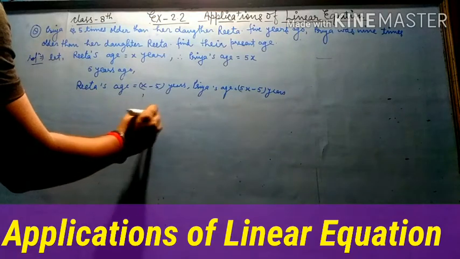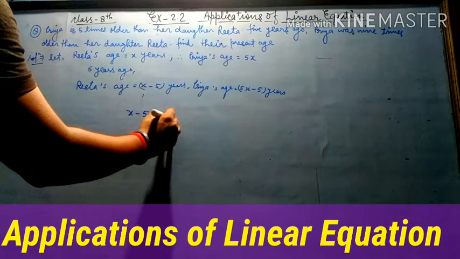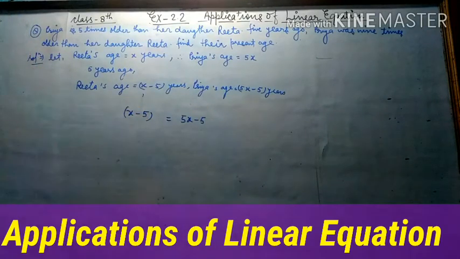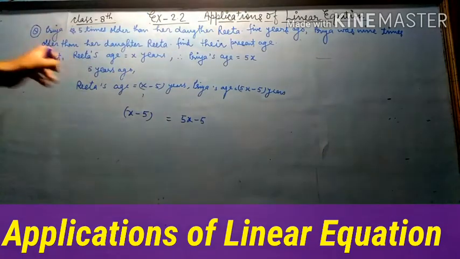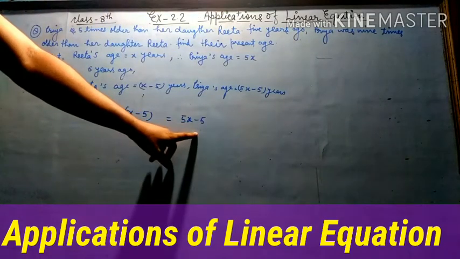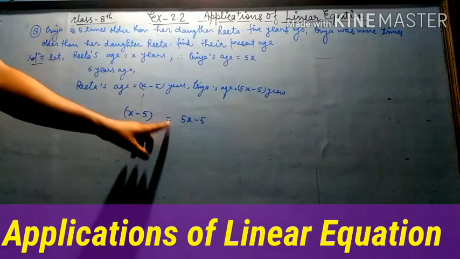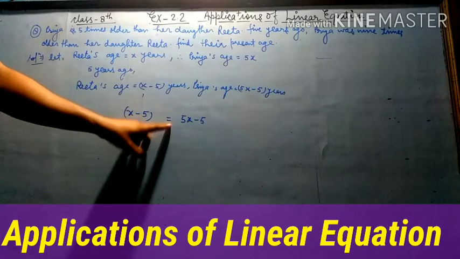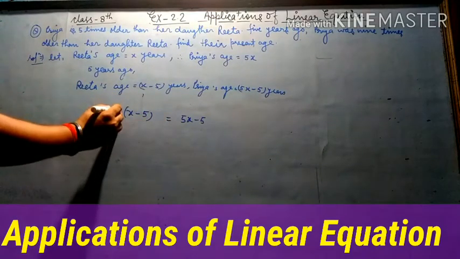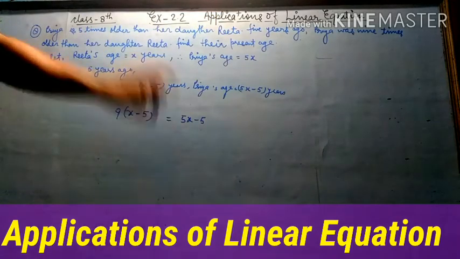So write in equation form: x minus 5 equals 5x minus 5. And Priya was 9 times older than Rita. Here we are using the equal sign. Understand? So if we want to equalize this condition, then we have to multiply the opposite side. We have to multiply Rita's age, then the condition will be equal.